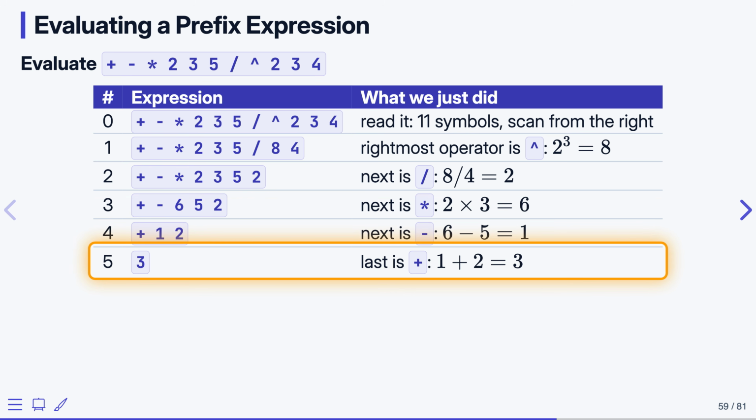Step 5, last is the plus. To its right sit 1 and 2. 1 plus 2 is 3, so the value of the whole expression is 3.